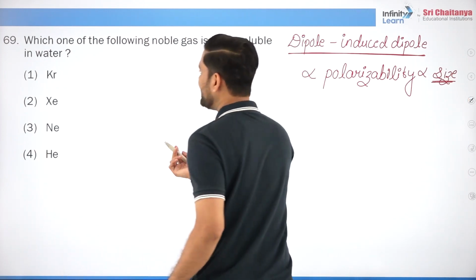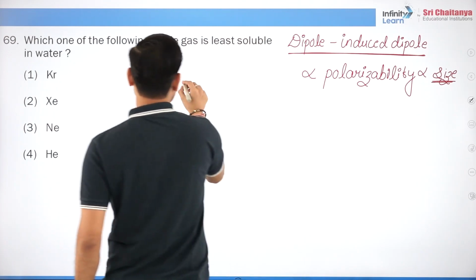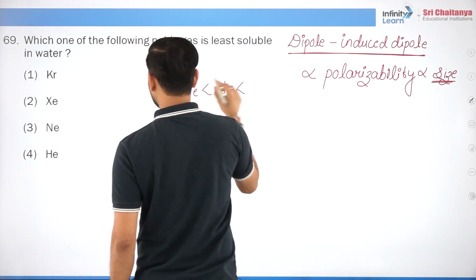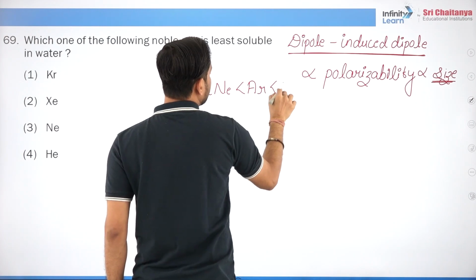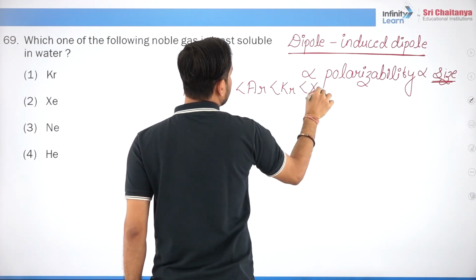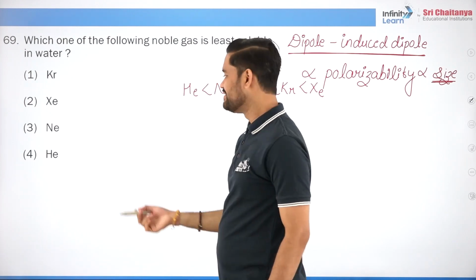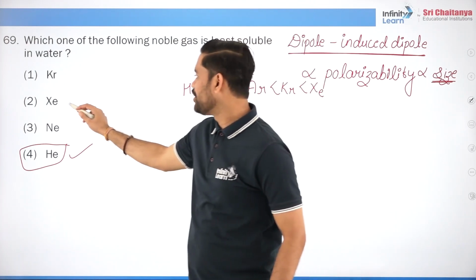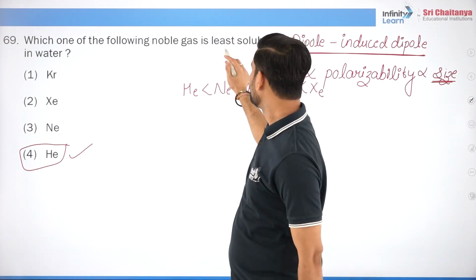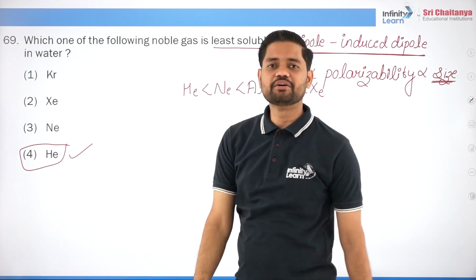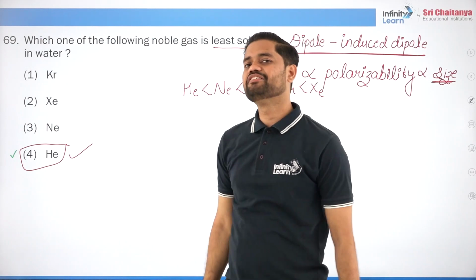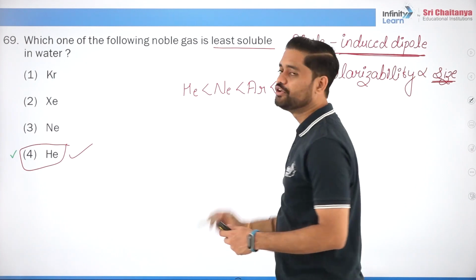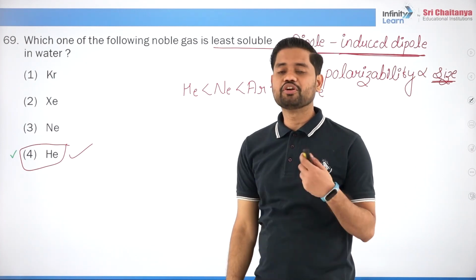Sure. And we know that if I compare the size of this entire group, helium is the smallest one, then comes neon, then argon, then krypton, then xenon. So out of all these, the smallest size is helium. I'll go with helium. This will be very difficult to dissolve, whereas xenon will be very easy to dissolve. But here the question is least soluble. Least soluble is what? Helium, because it is the smallest one. Its polarizability is very, very less, and hence it cannot be dissolved, because we cannot induce a dipole with such a small species, sorry, not molecule, an atom.